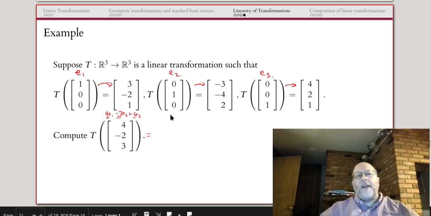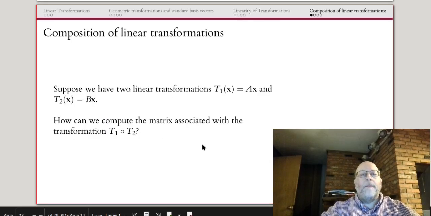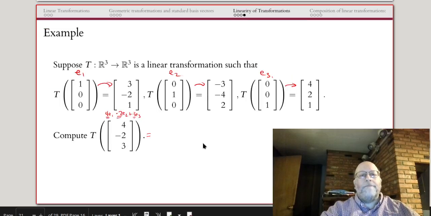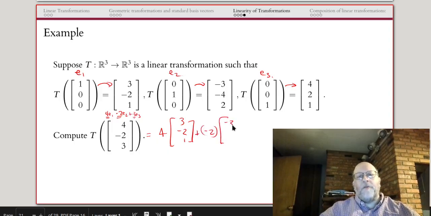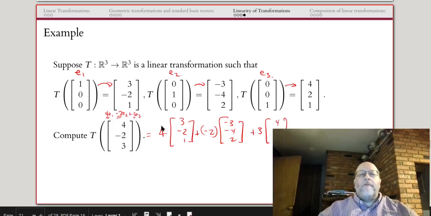In other words, this answer is going to be 4 times 3, negative 2, 1, plus negative 2 times negative 3, negative 4, 2, plus 3 times 4, 2, 1. That is, what I'm doing is I'm transforming E1 and E2 and E3 first.